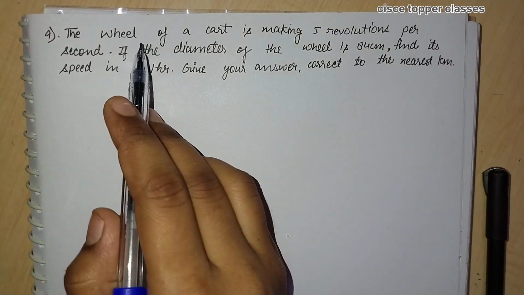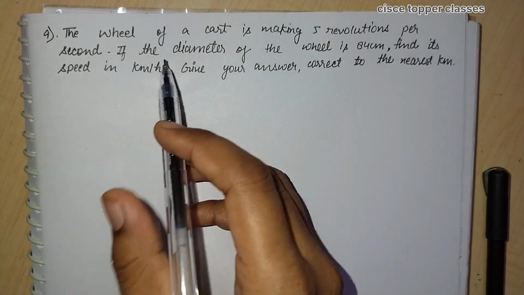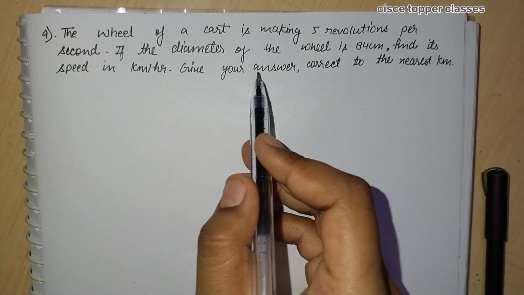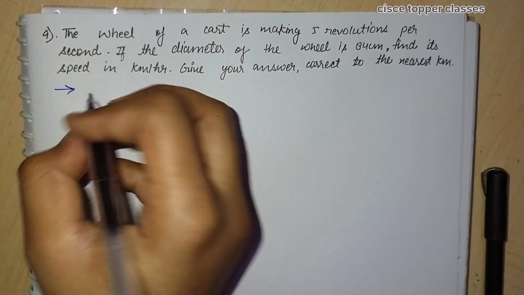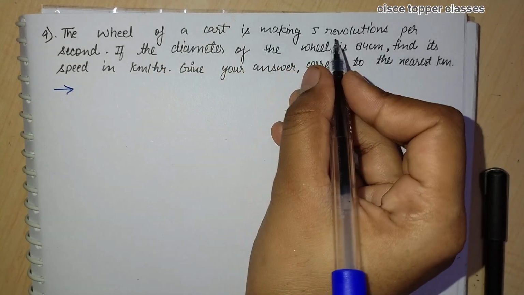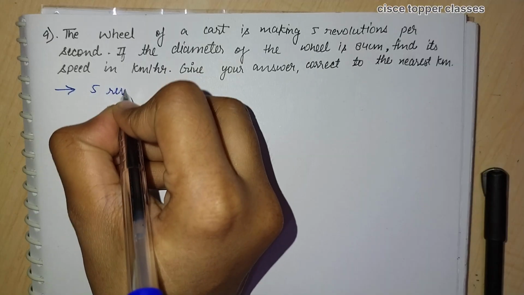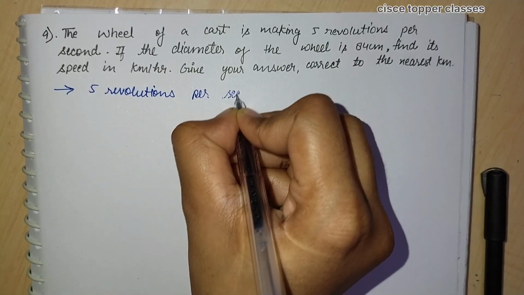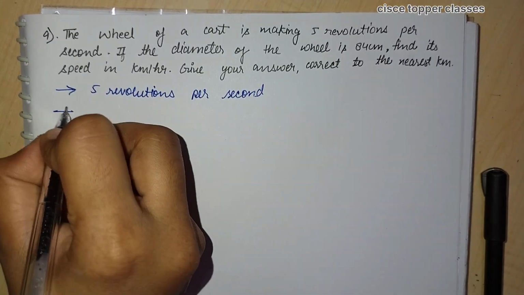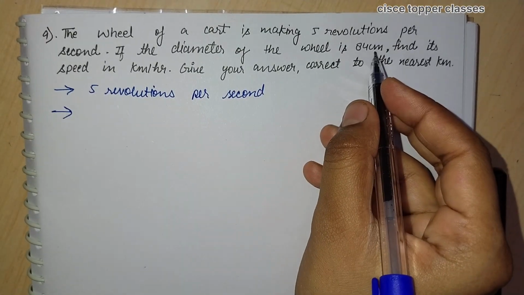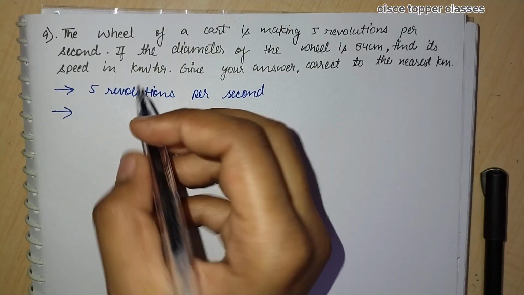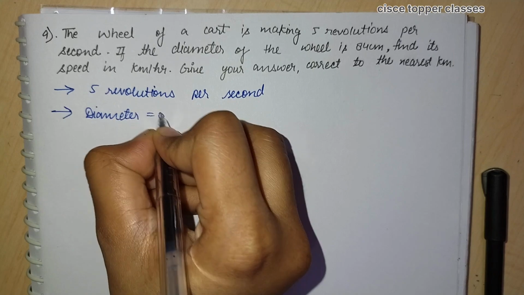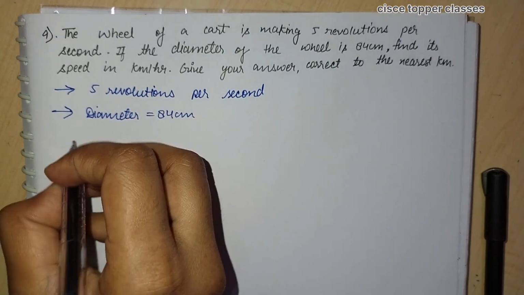Let us solve the ninth question. The wheel of a cart is making 5 revolutions per second. If the diameter of the wheel is 84 centimeter, find its speed in kilometer per hour. Give your answer correct to the nearest kilometer. So here we can see the wheel of the cart is making 5 revolutions per second. If the diameter of the wheel is 84 centimeter, find its speed in kilometer per hour.